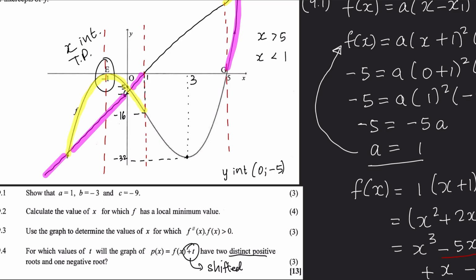Now, what needs to happen is that this function needs to be shifted upward. But it needs to be shifted upward only this much, between 5 and 32 units. Because if it's shifted between 5 and 32 units, then you will get the two distinct positive roots and one negative root. Now it's a bit difficult to imagine it, so let me show you what it looks like.